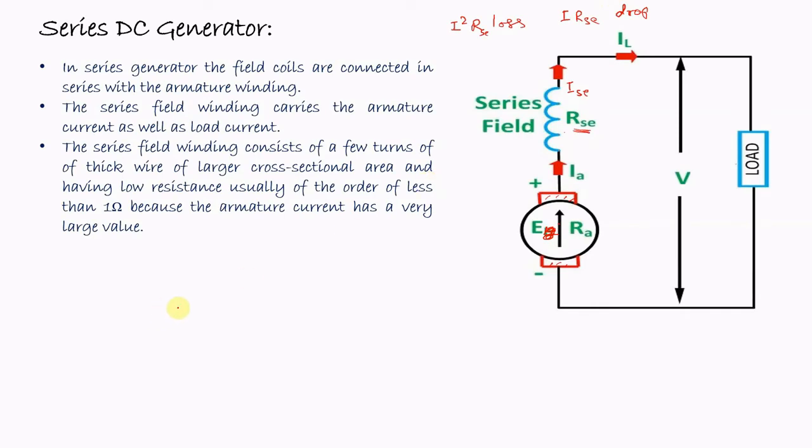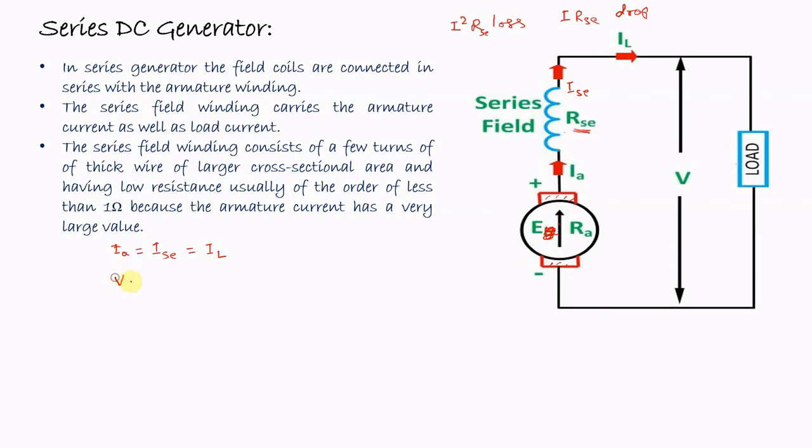So as we can see here, the armature current is equal to the series field current, and it is equal to the load current also. As all are connected in series, therefore only one current will flow throughout the circuit.